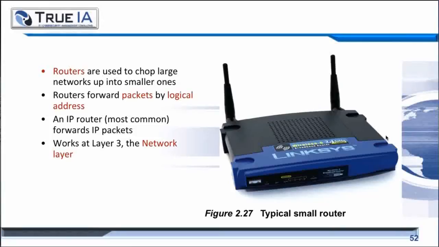So let's talk about these devices called routers. Routers are used to chop up large networks into smaller networks. Routers forward packets by their logical address. That's where we find, again, the IP addressing. An IP router, which is the most common, forwards those IP packets. This is only being performed at layer 3, the network layer.